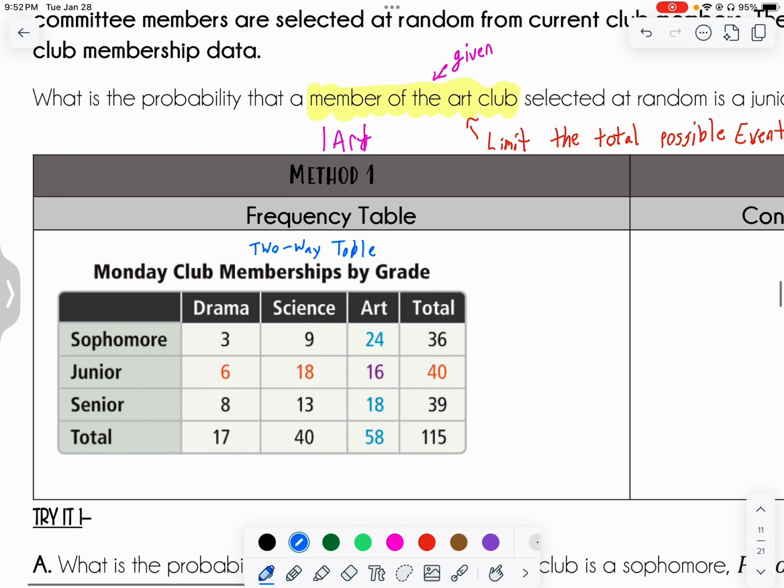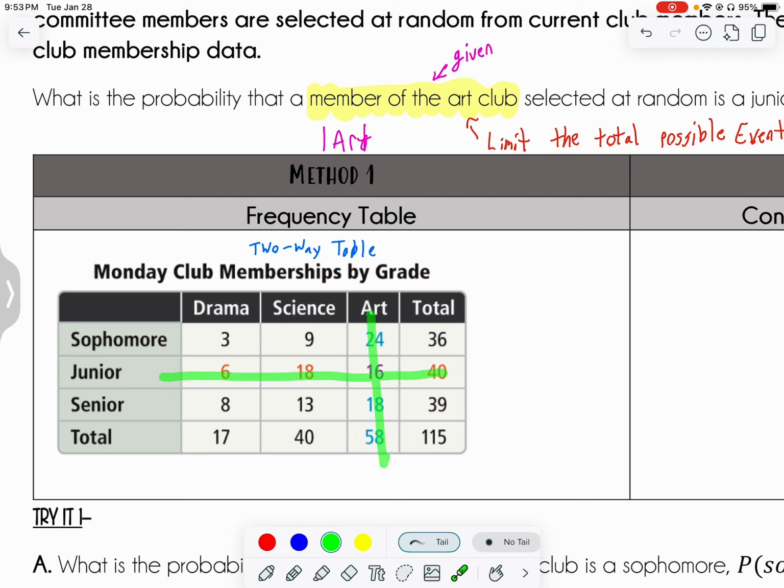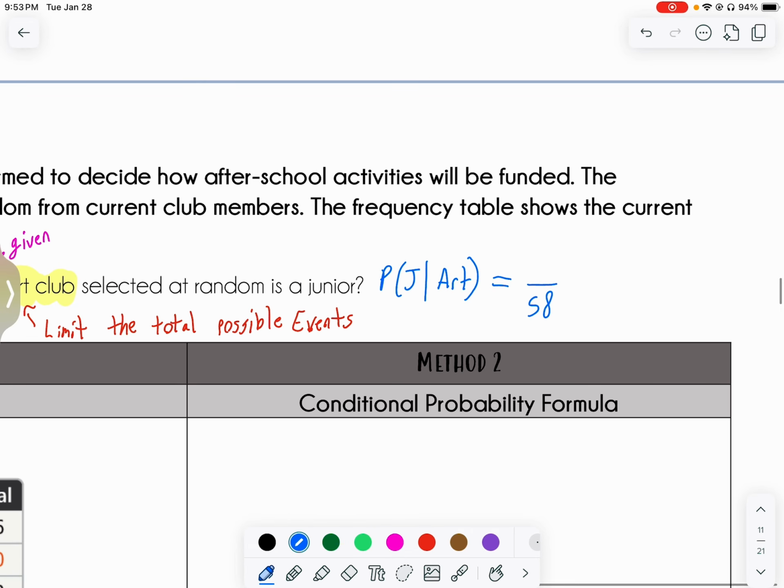Now, if this was just a regular probability, my total possible choices would be everyone, and I'd have to add up all of these to get 115. So it would be out of 115. But I want to know specifically about art. So I'm limiting my total possible choices to just those in art. Now, what's the probability that one of those is a junior? If we look here at junior and art, notice where they meet up at 16. That tells us exactly what's going to go on top. This is 16 out of 58.